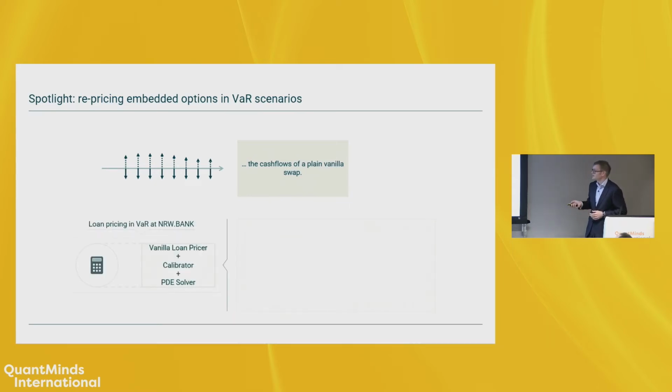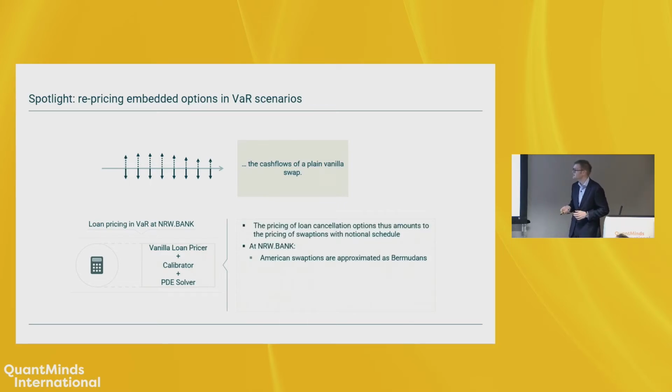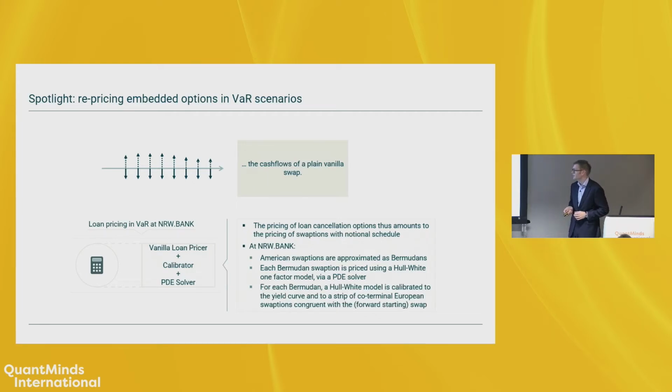How is this done at NRW Bank? So they were nice enough to give me permission to talk about all of this, so thanks to them. They have a vanilla loan pricer, and they have obviously a Bermudan option pricer, which is a calibrator and a PDE solver. They use, who would have guessed, a one-factor Hull-White model. And for each and every trade, they price that trade by first calibrating that model to a coterminal swaption structure.